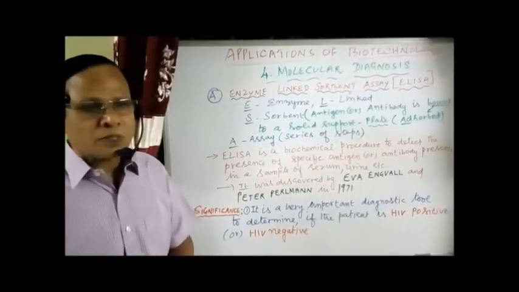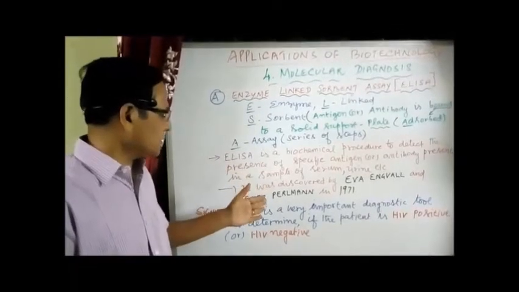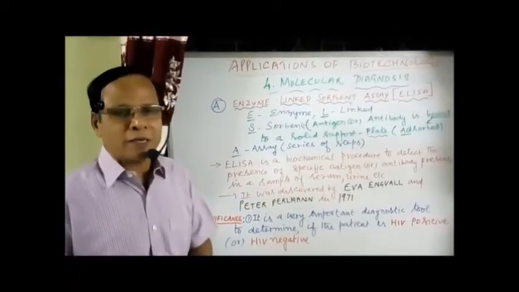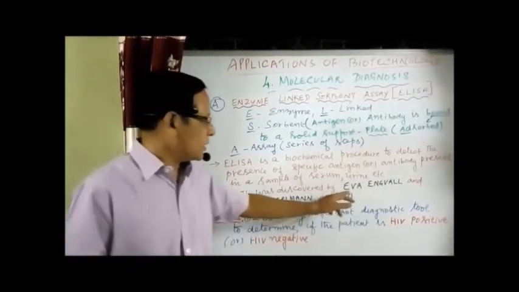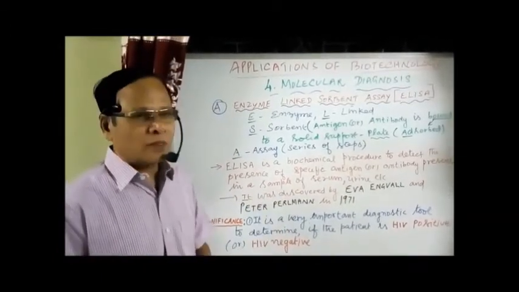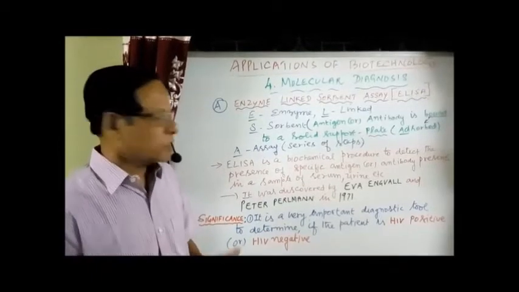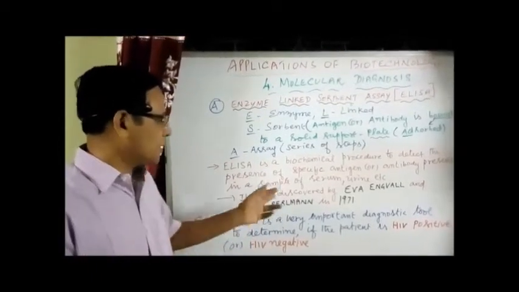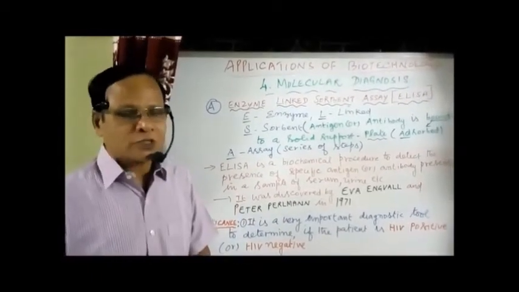So, either from the serum or from the urine, either the antigen or antibodies are actually tested to give the result. Now, ELISA was first discovered by two people in 1971. Eva Engvall, or Engvall, we can say, and Peter Perlmann in 1971, what I mentioned.